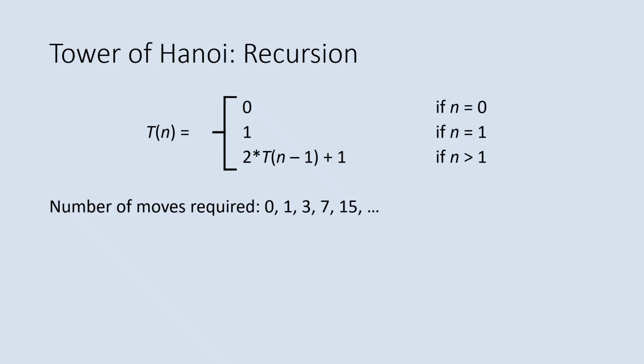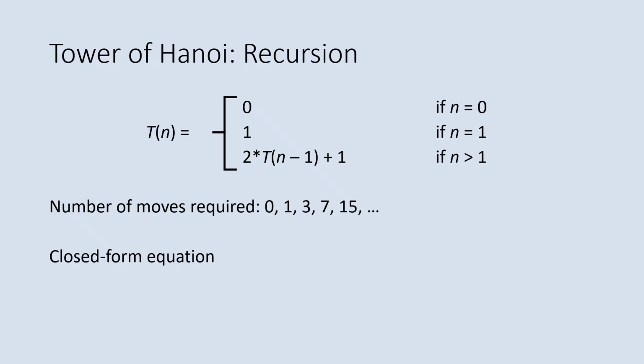So how many moves does it require? If you have no disks, it's no moves. 1 disk is 1 move. 2 disks is 3. 3 disks is 7, and so on. And it turns out that we can see a pattern to that, and there is a closed form equation then for counting this. Rather than the count being recursive, we can write this in a closed form way.